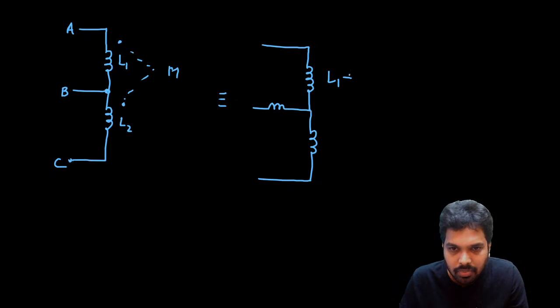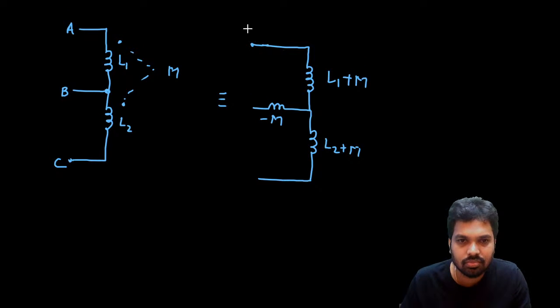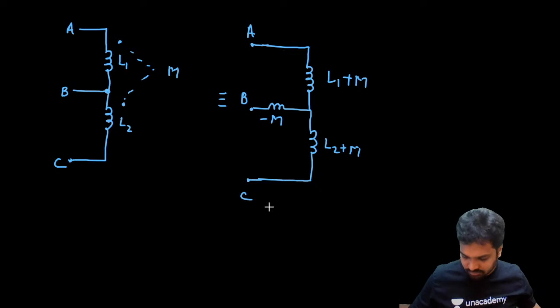L1 plus M. I just removed the dot. L2 plus M minus M. A and B and C. Will you accept this?